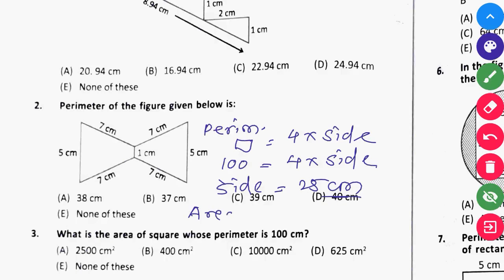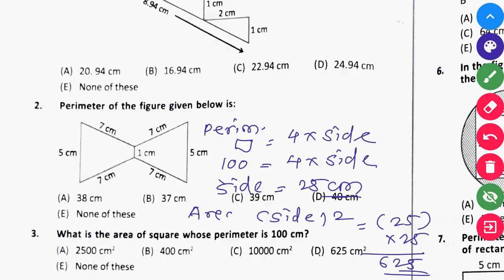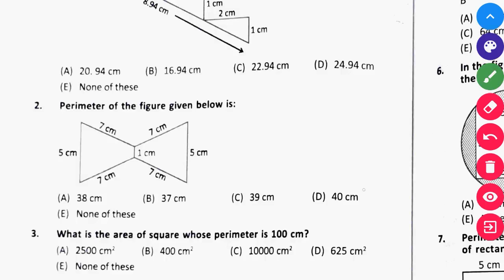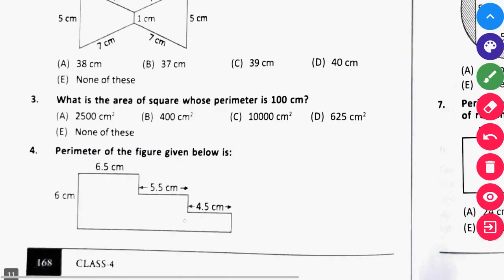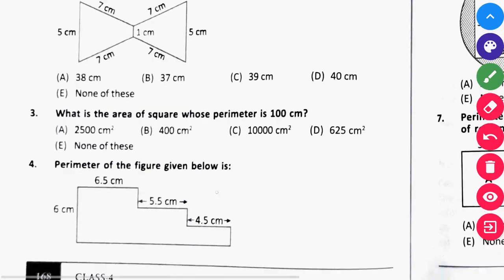Now area of square is equal to side square. So 25 multiplied by 25. So it is 625. So 625 centimeter square is the area of that square. 25 5s are 125, 5 at the base, 12 will be carried forward. 25 2s are 50 plus 12, 62. Okay. Now the last one we'll take.